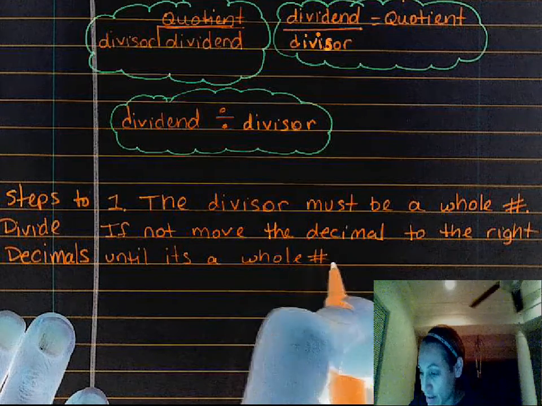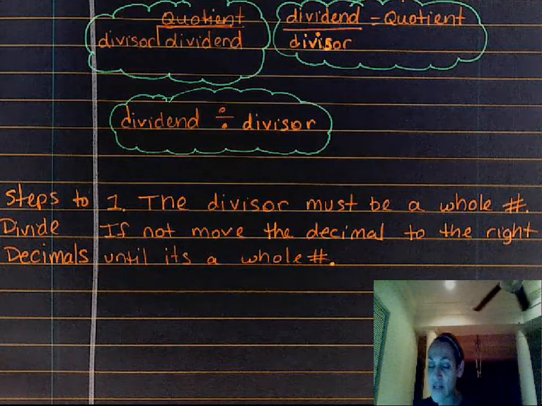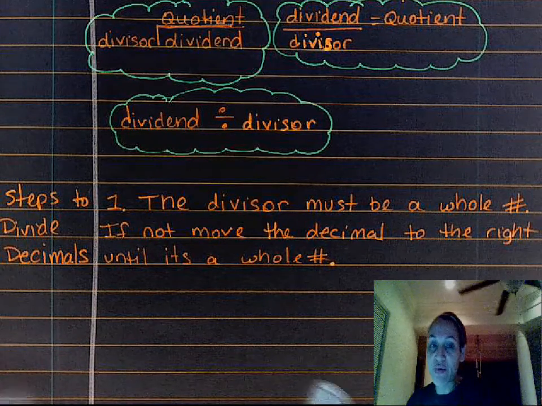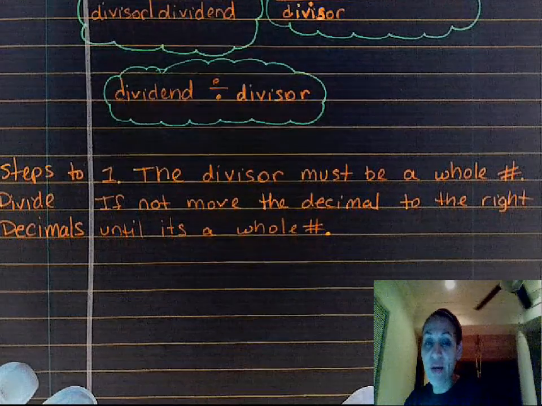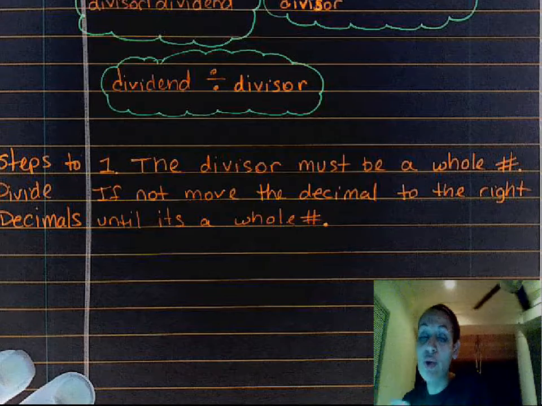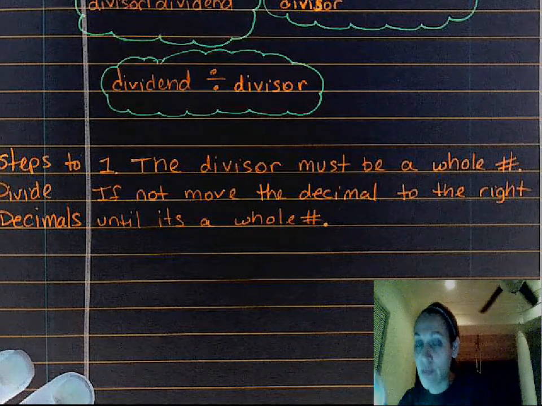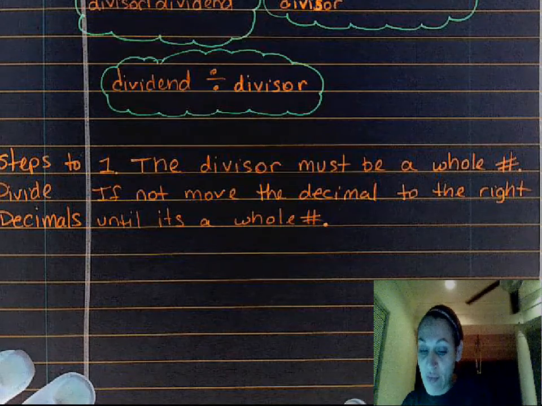And we'll take a look at what that looks like in a moment, because some of you guys might be wondering, well, what does she mean by that? So we'll take a look at some examples, of course, after we finish up our steps. Okay, so we have to make the divisor look like a whole number, and the way we do that, we move the decimal to the right, however many places to the right, until it is a whole number.